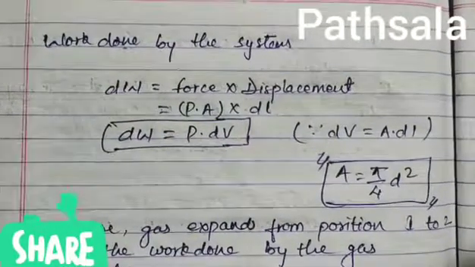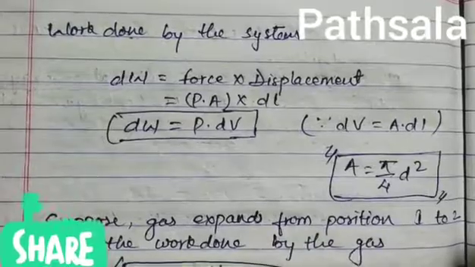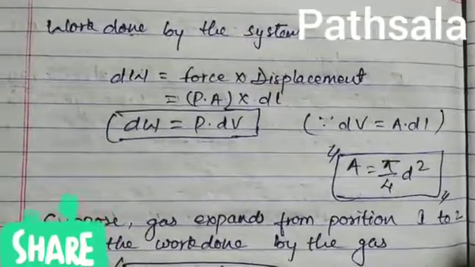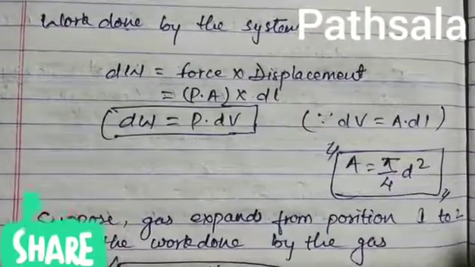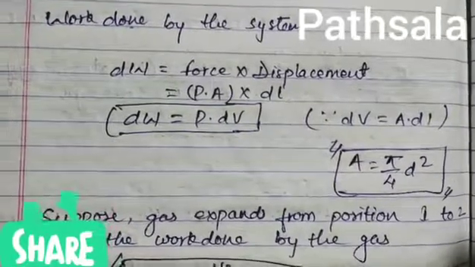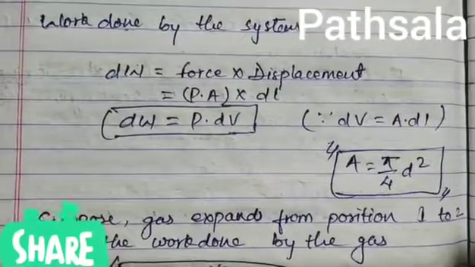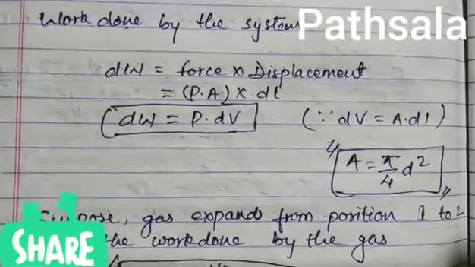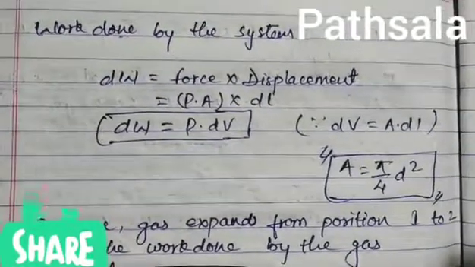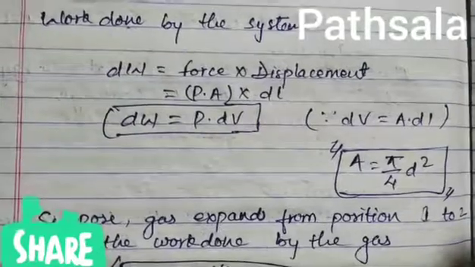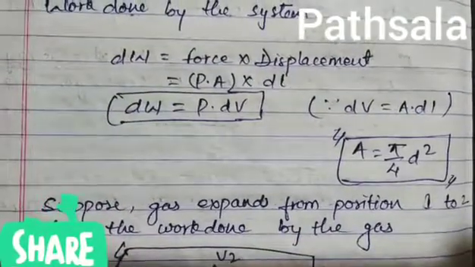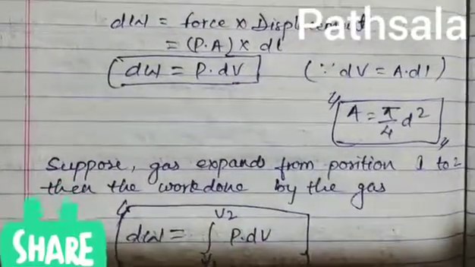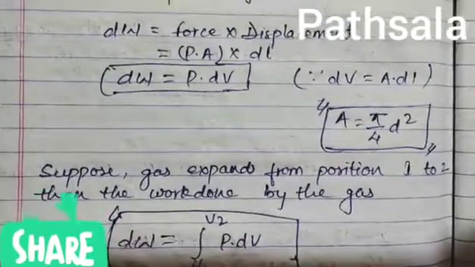dl cubed is equal to volume. As we know that dV is equal to A dl. A is the area, length into breadth, and dl is the small displacement. When we multiply area and a small displacement dl, we get the volume. So dW is equal to P dV, pressure into small change in volume. Here area is equal to π by 4 d square.